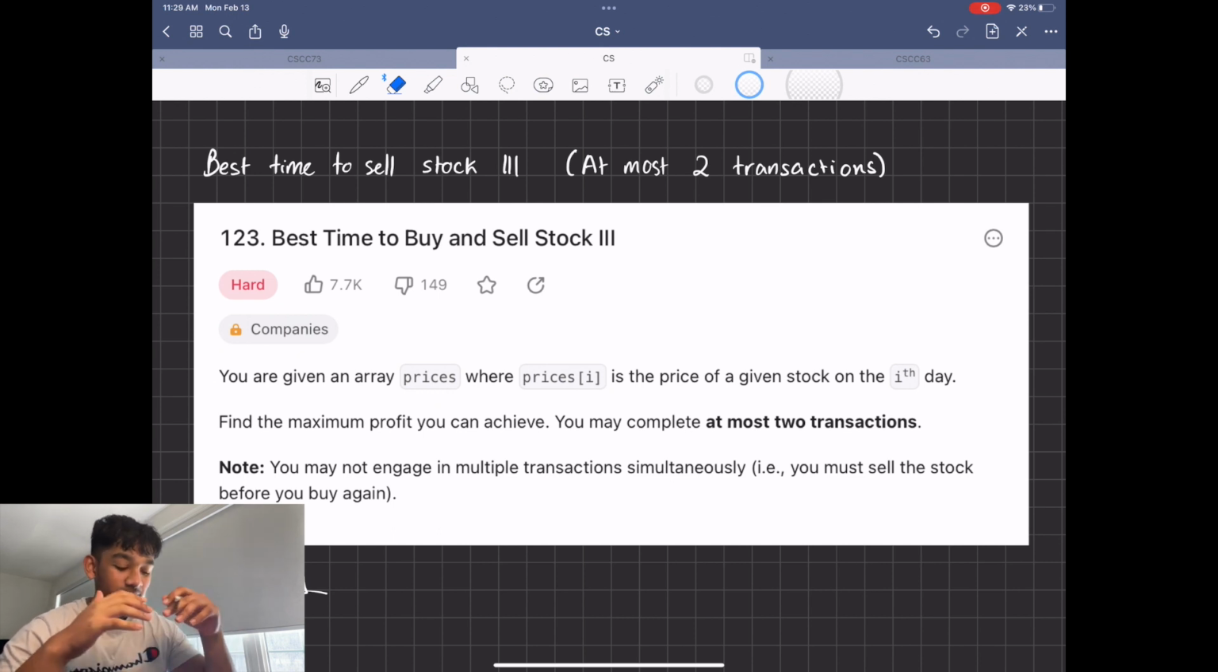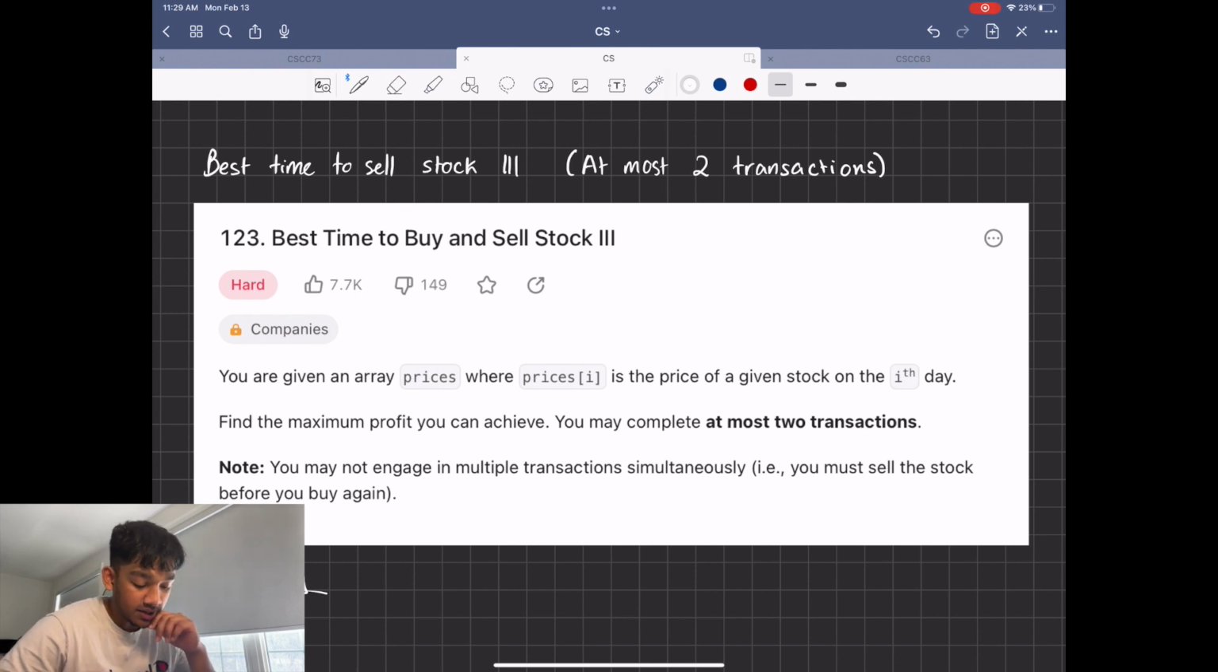Just a disclaimer, there are many solutions to this. This is just my way of implementing it, which I really like. So the question is, you are given an array prices where prices[i] is the price of a given stock on the ith day. Find the maximum profit you can achieve. You may complete at most 2 transactions. Note, you may not engage in multiple transactions simultaneously, so you must sell a stock before you buy again.